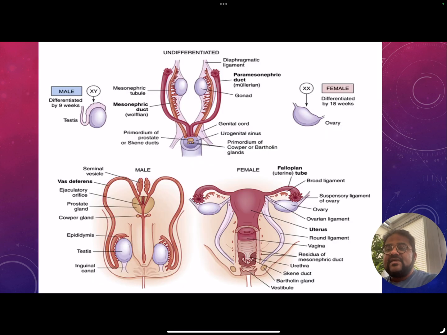So as you can see, the top diagram is undifferentiated gonads, where both paramesonephric and mesonephric ducts are there. And you can see in the female, the paramesonephric ducts will form the uterus and fallopian tubes, ovary with its two ligaments, and the upper two-thirds of the vagina. Whereas in the male, the same paramesonephric ducts will regress, and the Wolffian duct system will develop into the epididymis, vas deferens, seminal vesicles, and the testis will eventually descend into the labioscrotal swelling.